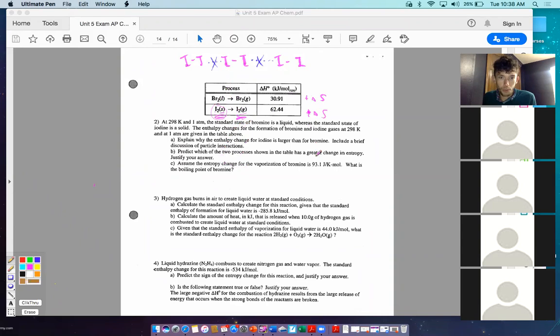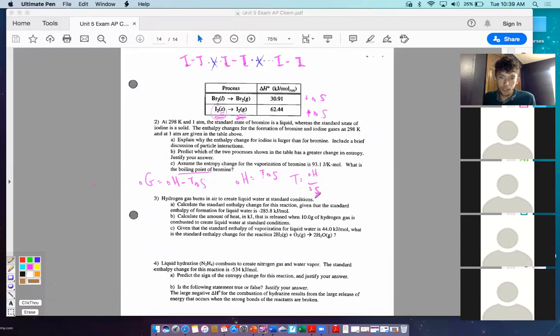Okay, assume the entropy change for the vaporization of bromine is 93.1. What's the boiling point of bromine? So hopefully you remember how to do this. You have to figure out at what temperature does this process just become favorable? In other words, at what temperature is delta G crossing from a positive to a negative value? At what temperature is delta G 0? So you set delta G equal to 0, rearrange this equation and solve for temperature. You're going to get delta H equals T delta S. And then solve for temperature, you get temperature equals delta H divided by delta S, just like that.